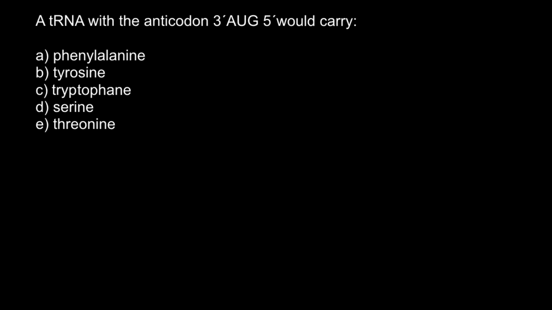Hello and welcome to Nikolai's Genetics Lessons, and today's problem is: a tRNA with anticodon 3' end AUG, 5' end, would carry what? You have to choose your answer out of these 5 answers.